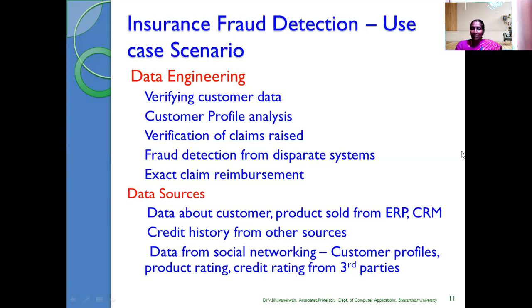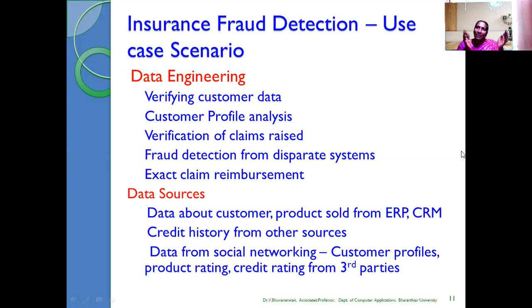Then where do we go? Data from social networking. Again, this unstructured data source has to be blended. So what unstructured data source can be blended? We have to look at the product rating and the credit rating from third parties. How do third parties rate a particular insurance policy? Because this is related to finance, many experts in finance and other strong people recommend a particular product to a large number of customers or insurance holders. Their rating plays a very important role before someone seeks a particular insurance policy. So we have to look at data about all these things.